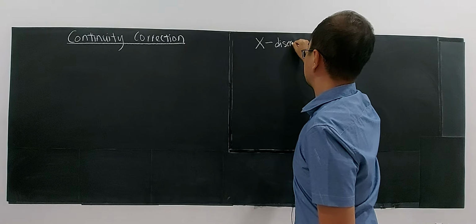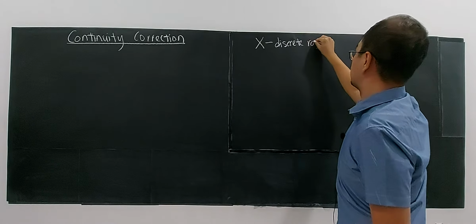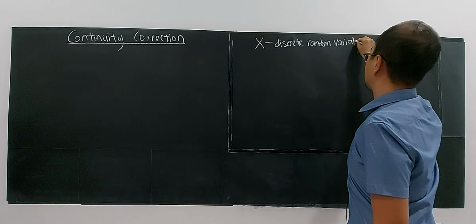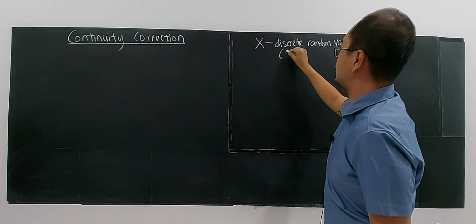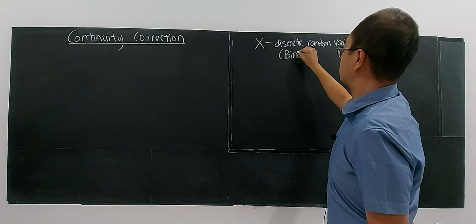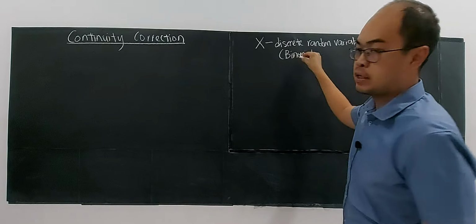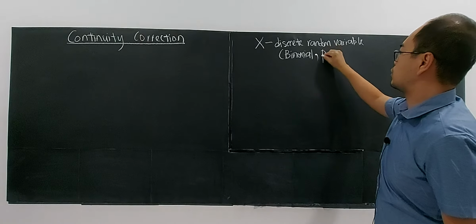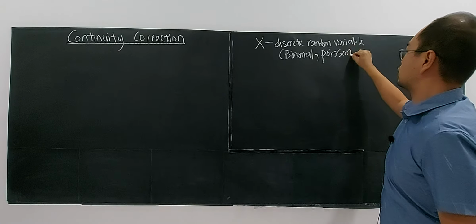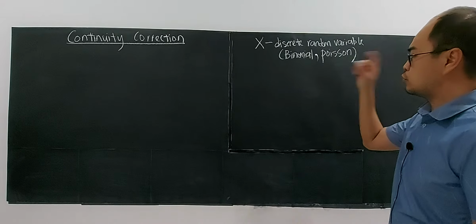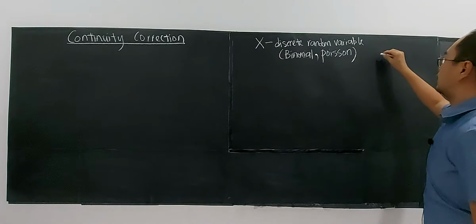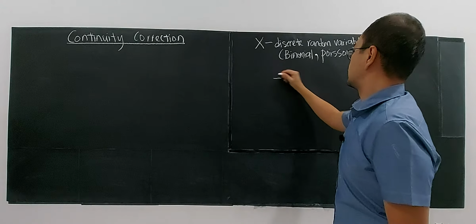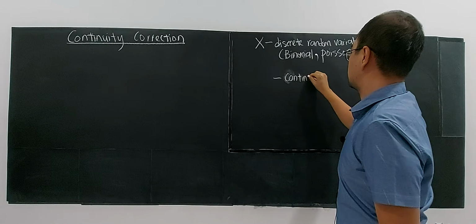a discrete random variable, or a discrete distribution, for example a binomial distribution, which is a discrete distribution, and the Poisson that you learn now will also be a discrete distribution. If you want to use the normal distribution, the normal distribution is a continuous distribution.